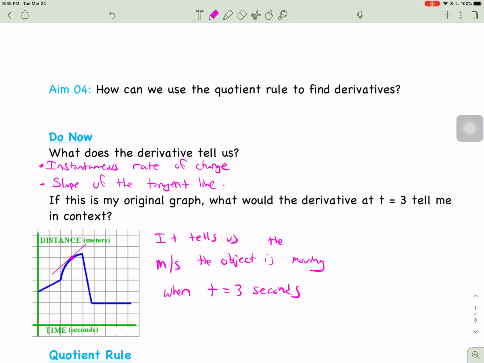Okay, so moving on from the product rule, next up we're going to look at the quotient rule. And how do we use the quotient rule to find derivatives? So what does a derivative tell us? Just a reminder, it is the instantaneous rate of change or the slope of the tangent line.